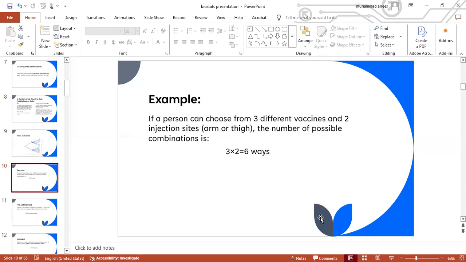Another example can be taken in which a person can choose from 3 different vaccines and 2 injection sites, arm or thigh. The number of possible combinations is 3 times 2, which is 6 ways.